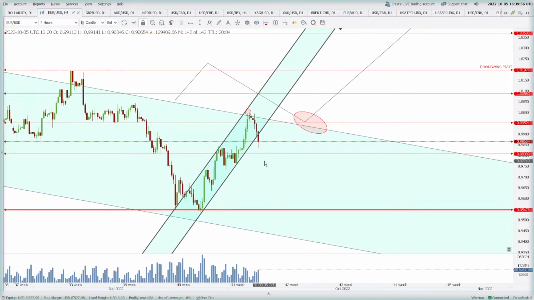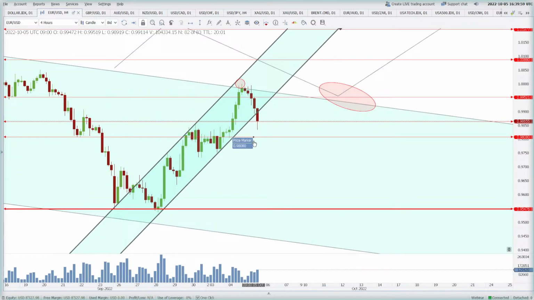Now this has confirmed. If this candle closes as the red candle, below this channel's line, then it will be confirmed that the downtrend has started again. Now what is the possibility?